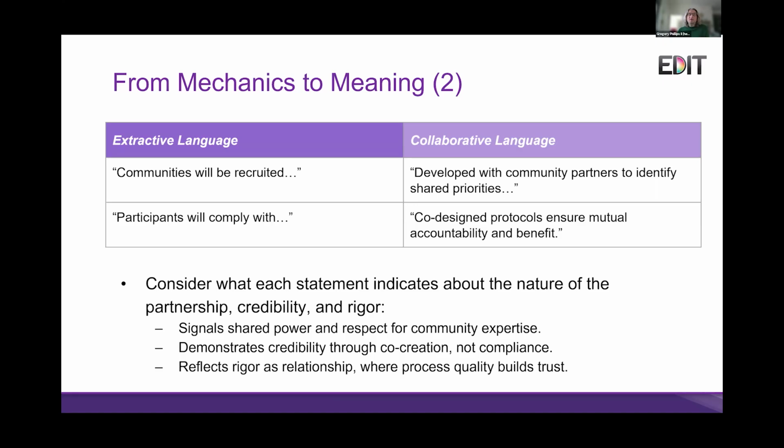Really, you want to be careful about what each statement you write says about the nature of your partnership, how rigorous your partnership is, what credibility there is, how much trust there is in that relationship. So sentences, paragraphs, and grant proposals as a whole show how shared power exists, what the respect is for community expertise, and these are a good way to show how to co-create a proposal and what your credibility is in doing community engaged research with and not on the community.